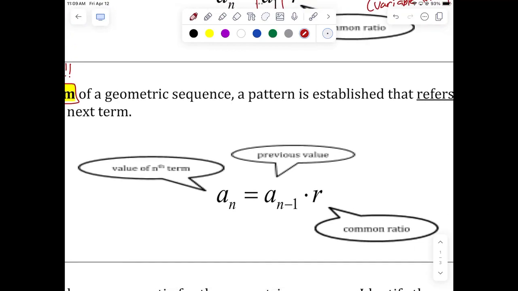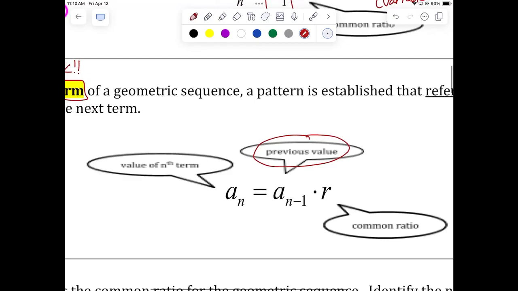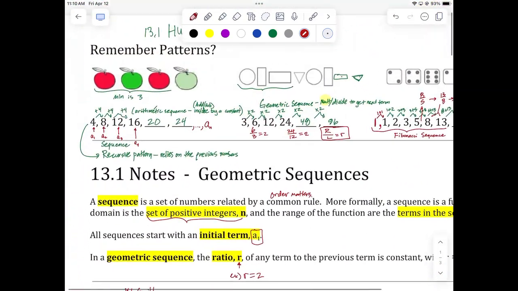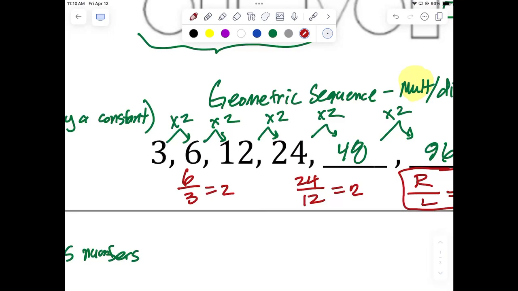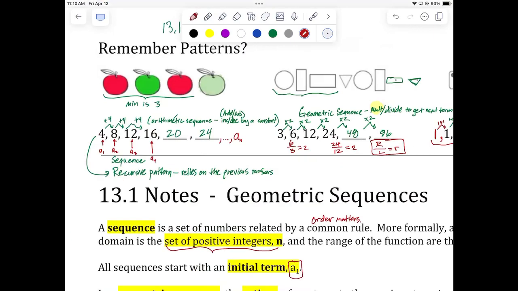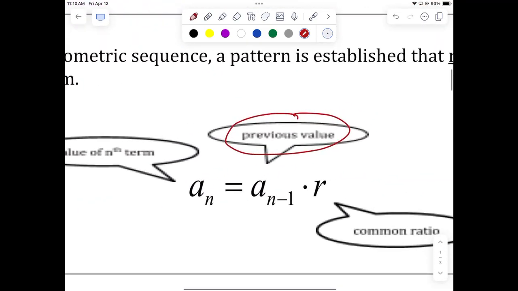The nth term a sub n is a sub n minus 1, which is the previous value, times r, right? So that would be like times 2, times 2, times 2. The previous term would be 6, times 2 would be 12. The next term would be the previous term 12 times 2, which is 24. And the next term would be the previous term 24 times 2, which is 48. So we write it in recursive form.